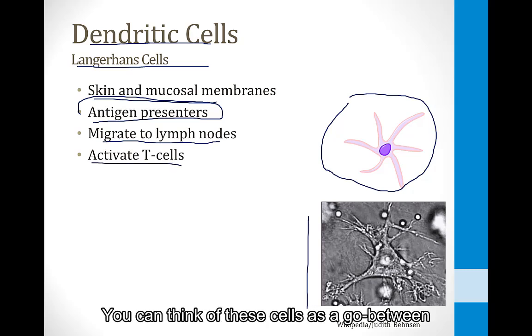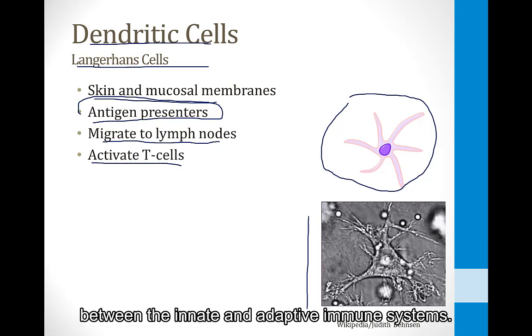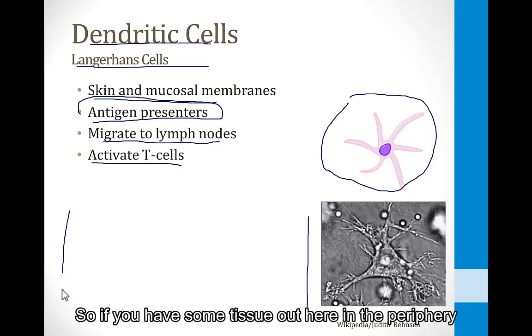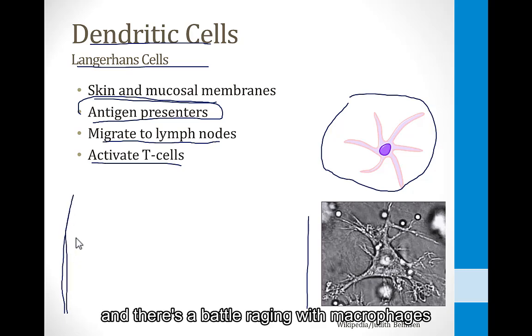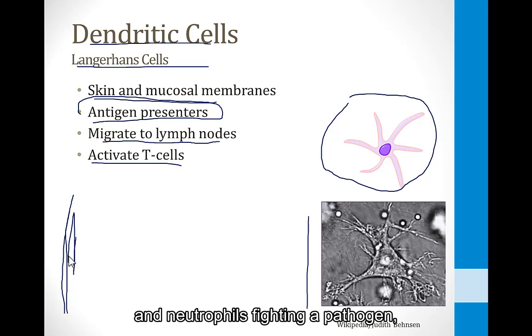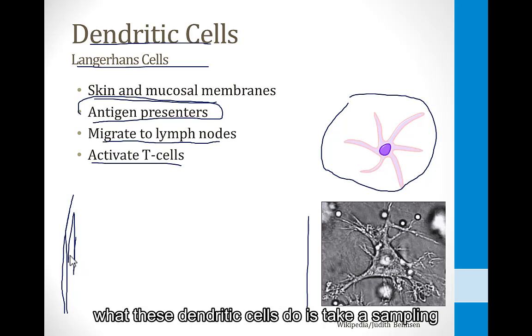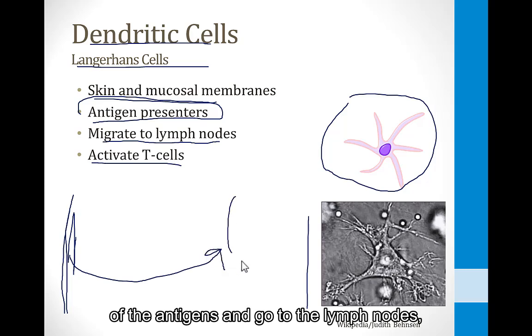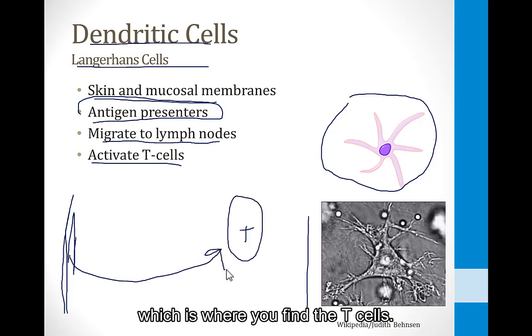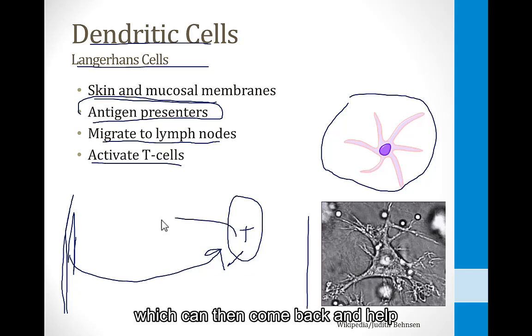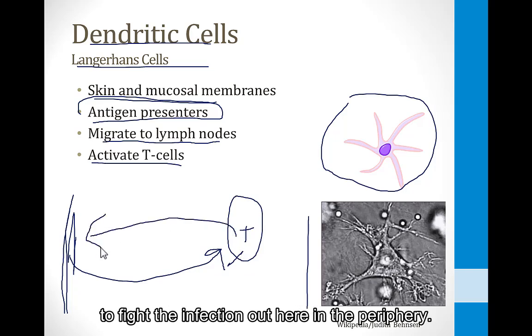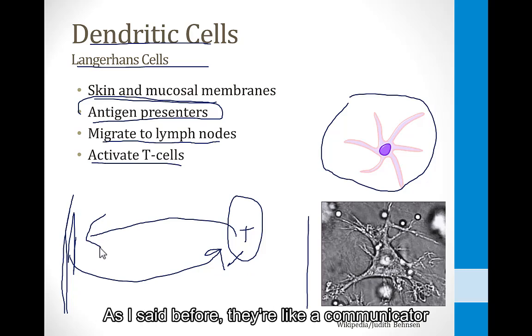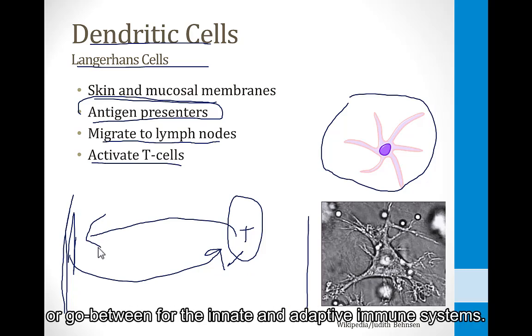You can think of these cells as a go-between between the innate and adaptive immune systems. So if you have some tissue out here in the periphery and there's a battle raging with macrophages and neutrophils fighting a pathogen, what these dendritic cells do is take a sampling of the antigens and go to the lymph nodes, which is where you find the T cells. They will then stimulate the T cells, which can then come back and help to fight the infection out here in the periphery. As I said before, they're like a communicator or go-between for the innate and adaptive immune systems.